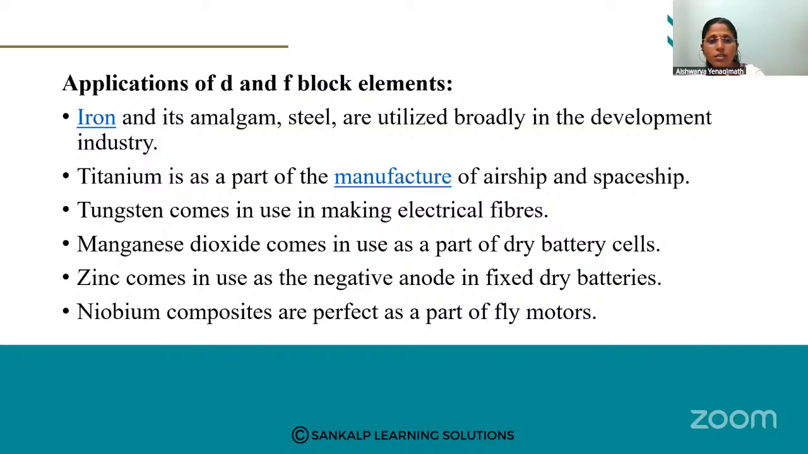Titanium is used in the manufacture of airships and space processes. Tungsten comes in use in making electrical filaments. Why tungsten for electrical filaments? Because it has a high melting point, yes or no? Manganese dioxide comes in use in dry battery cells. Zinc comes in use as a negative anode in batteries. Niobium compositions are perfect parts for jet motors. See, these are the applications.